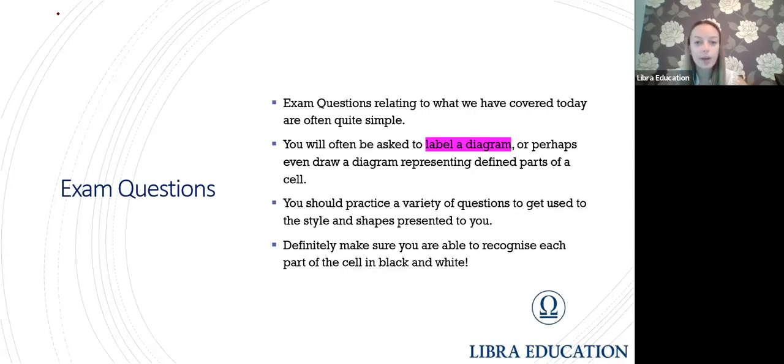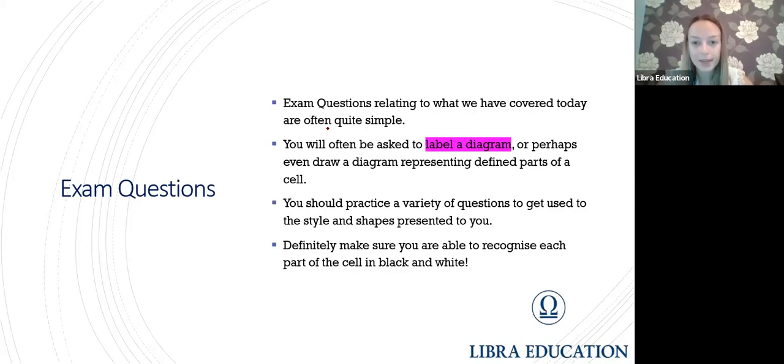So for example, a question could say to you, what is the function of part A? Now it will be a diagram with part A labelled, and at that point you have to firstly identify what part A is and then remember part A's function. So it's really important to be able to do both aspects here. As I've mentioned, exam questions relating to what we have covered today are often quite simple.